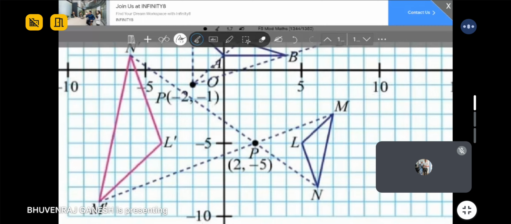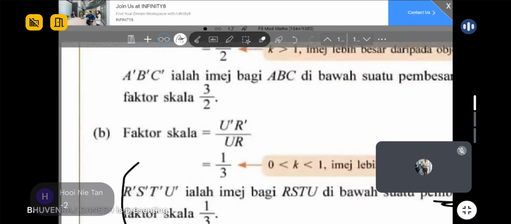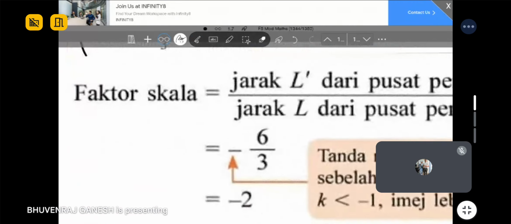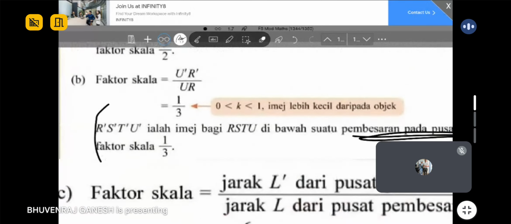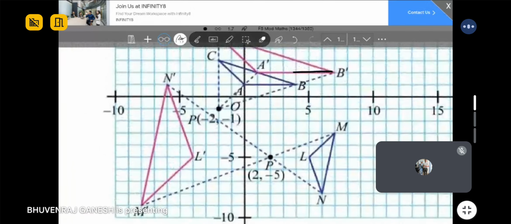Let me see. Okay, 1, 2, 3, 4. 1, 2, 3. Wait, I need to see. 1, 2, 3, 4, 5, 6. Yes. Got different answer. Let me check. I think the answer is okay. The answer is -2. Hakim correct. Guys, so how to get?